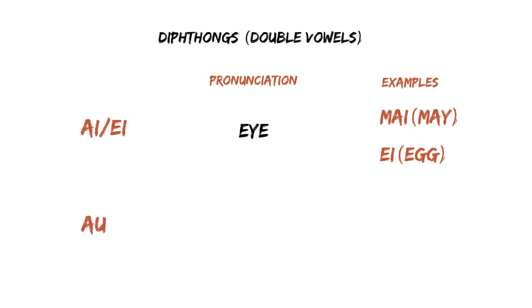The second diphthong or letter combination is AU, which is pronounced like ow, ow. And the example for ow is Auge, which means eye in English. Now please repeat after me. I, ow, mine, I, Auge.